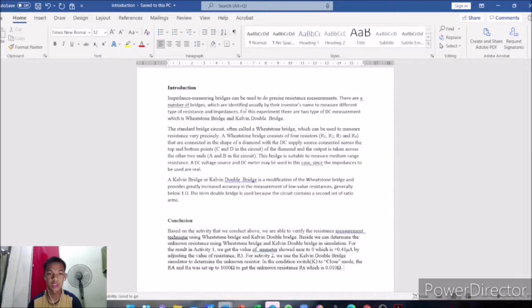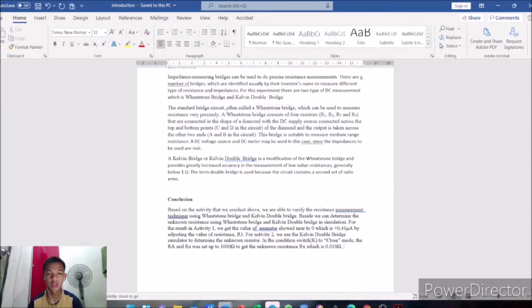Impedance measuring bridge can be used to do precise resistance measurements. There are a number of bridges which are identified usually by their inventor's name to measure different types of resistance and impedance. For this experiment, there are two types of DC measurement, which are Wheatstone bridge and Kelvin Double bridge.